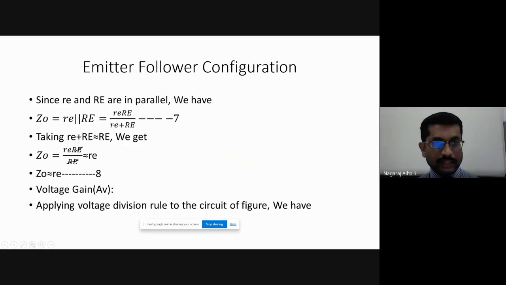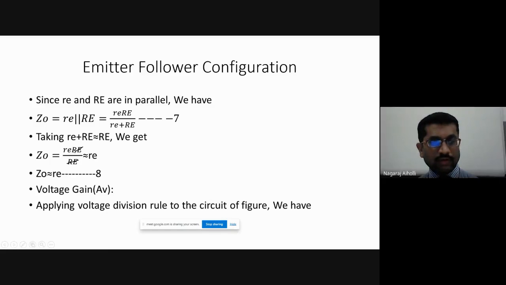Small re parallel with capital RE is re into RE divided by re plus RE. Now re plus RE can be approximately equal to capital RE, because capital RE is more than small re. We get Z0 is equal to re into capital RE divided by capital RE. Capital RE and capital RE will get cancelled. We get Z0 is equal to only small re, that is emitter resistance. Therefore, the value of output impedance for the emitter follower configuration is emitter resistance, that is small re.